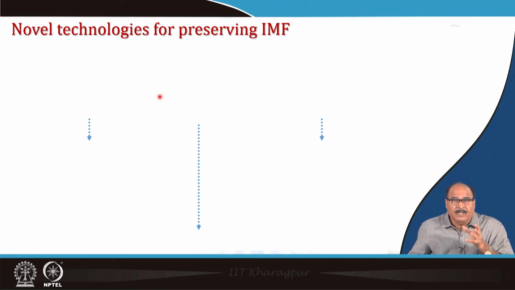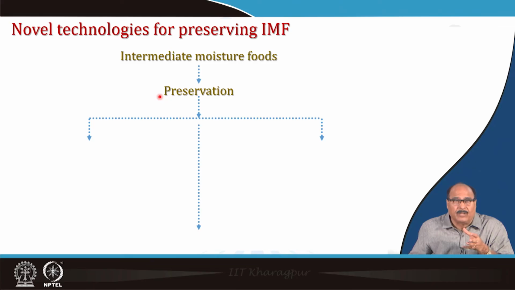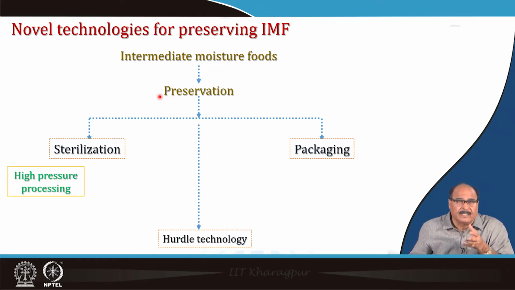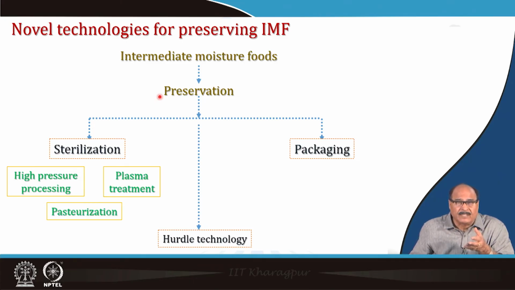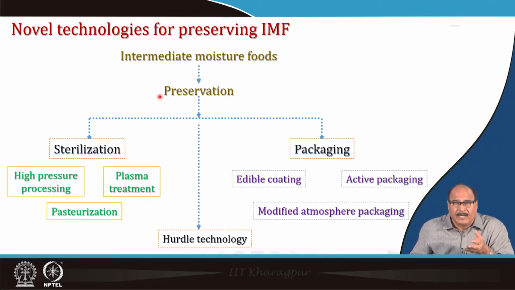So, novel technologies for the preservation of intermediate moisture foods include sterilization, packaging or hurdle technology concepts. Sterilization can be done using high pressure processing, plasma treatment or pasteurization. Packaging such as edible coating, active packaging, modified atmosphere packaging etc. can be done, and the hurdle technology concept we studied in detail in the earlier lecture. So, all those things can be applied.